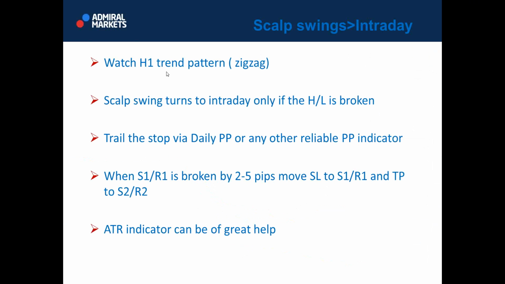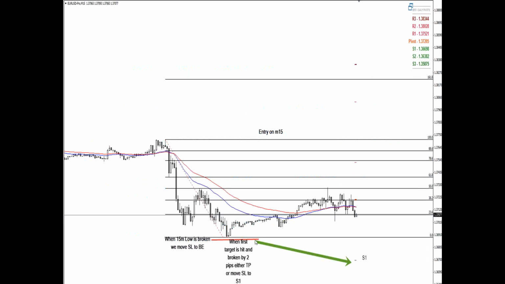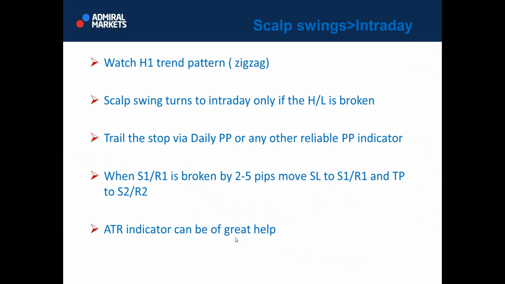So watch the 1 hour trend pattern, zigzag. A scalp swing turns to intraday only if the high or low is broken. So guys, this is important. Scalp swing, because we are talking about swing. This is the swing. And a scalp swing is successful only if this level is broken. Trail the stop by daily pivot point or any other reliable pivot point. I recommend daily pivot point.